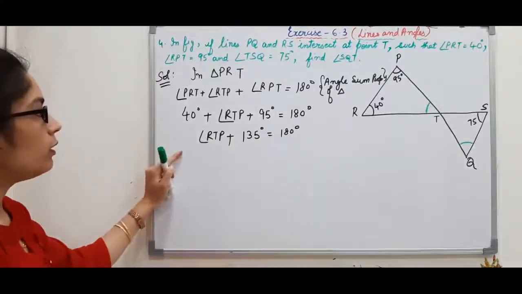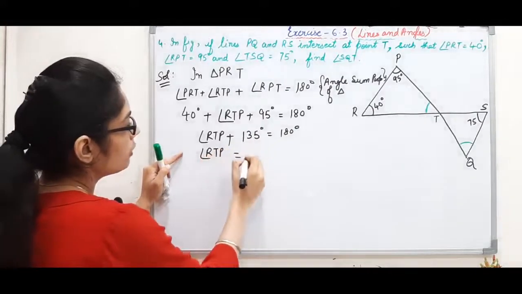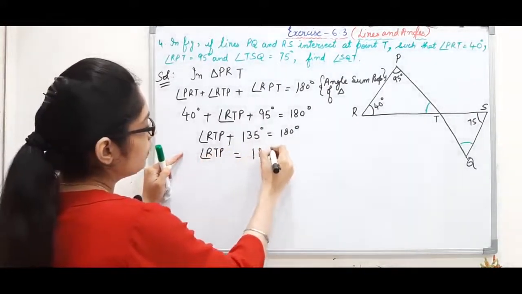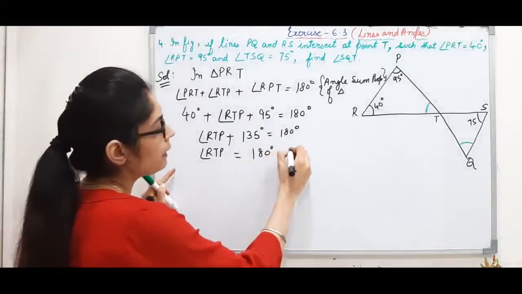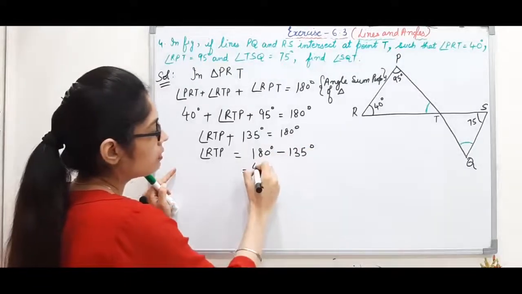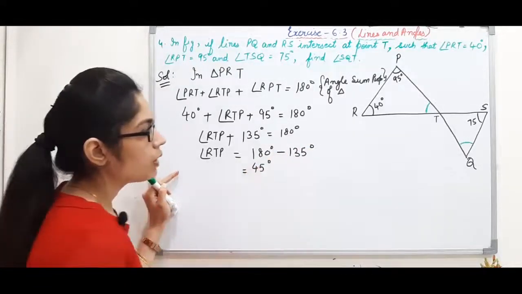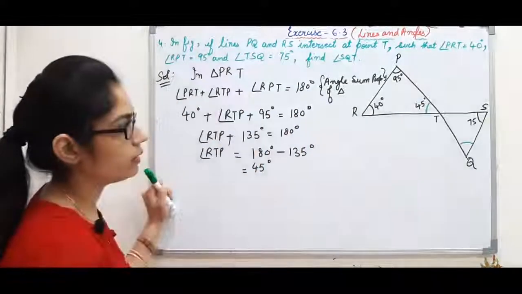Now we need the value of angle RTP, so let's keep RTP on this side and shift 135 to the other side. So plus 135 on changing the side will change to minus 135. So 180 minus 135 is equal to 45 degrees. So we know the value of this angle, it is equal to 45 degrees.